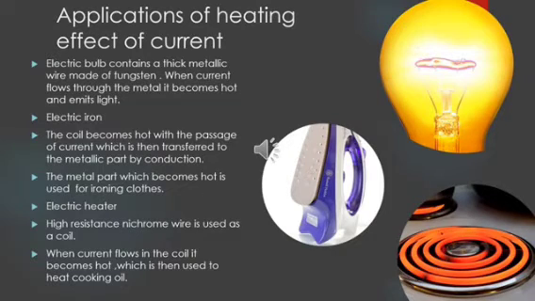The next one is the electric iron, which all of you are very familiar with, right? In the picture you can see the base of the electric iron, that metallic part over there. Inside the iron box you have this element, or coil of wire. This coil of wire becomes hot by the passage of electric current.